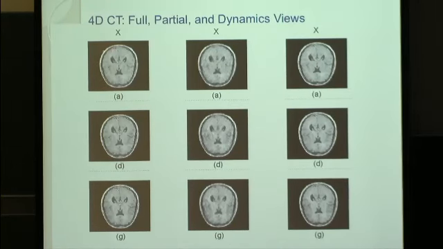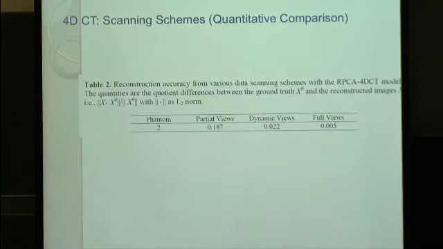And quantitatively, this is basically a comparison: full, partial, and this is dynamic view. So this first and last column are very similar. If you look at the errors, partial view has this much error, dynamic has this error, and this has this much error.